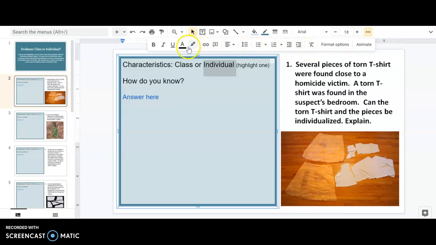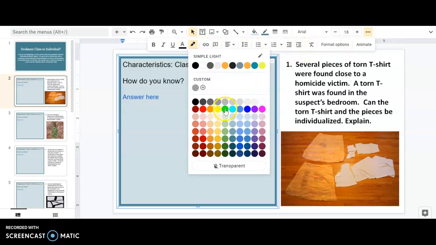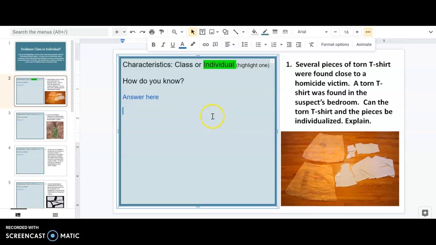And you're going to highlight that with whatever you choose. You can pick whatever color you like. And then you need to explain here how you know, or what your reasoning was. And you just heard me explain mine, so you can use that as yours and put it in your own words, because that was our example.